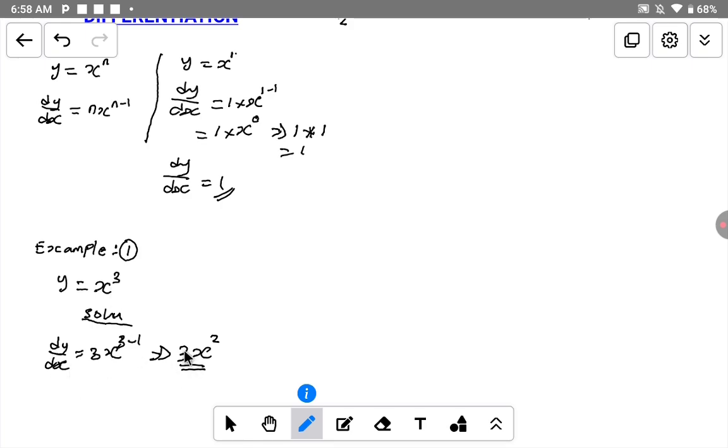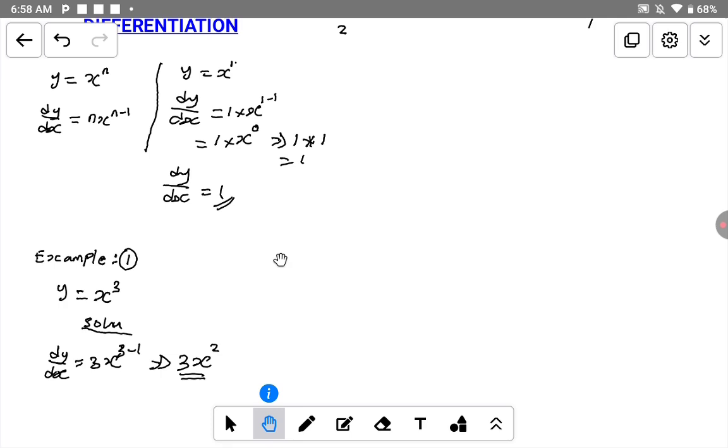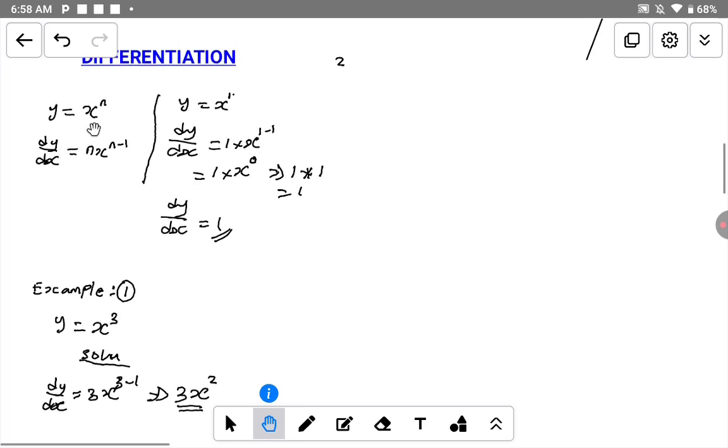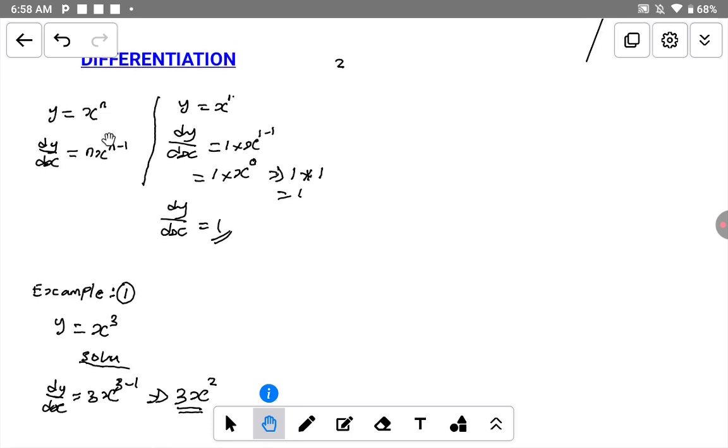The ds of it is equal to 3s raised to the power of 2. You can see how simple this question is. So when you just know the general expression of differentiation, you can make it easy to solve.